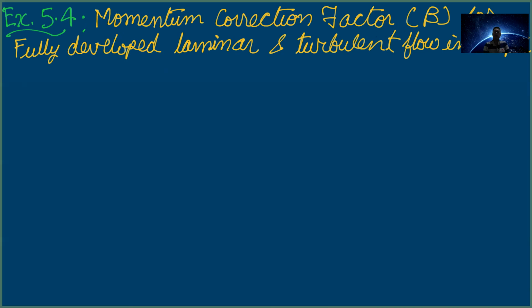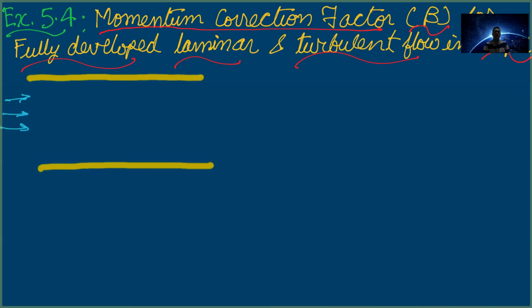This is a fully developed laminar and turbulent flow in a pipe. Laminar and turbulent flow, and what is developing and fully developed flow, all this I have discussed in my introductory lecture in topic number 1. So let us suppose this is a pipe and the fluid is entering with a constant velocity.